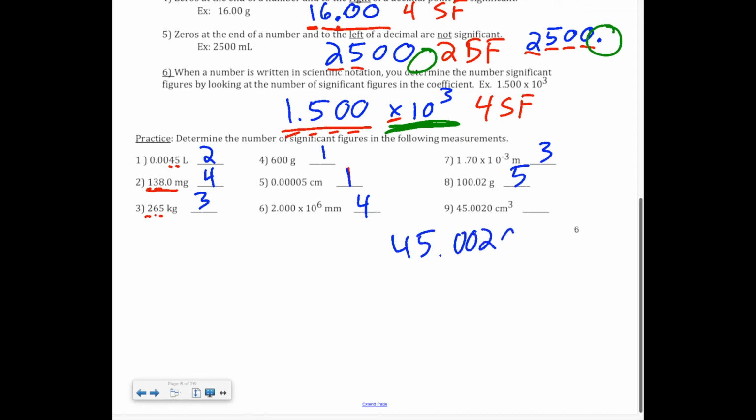And then this one, for the grand finale of them all, 145002, 0. A decimal is present right here. So this one's significant. That means everything else must be. So that's 1, 2, 3, 4, 5, 6. 6 significant figures.